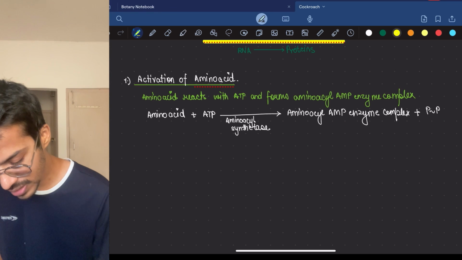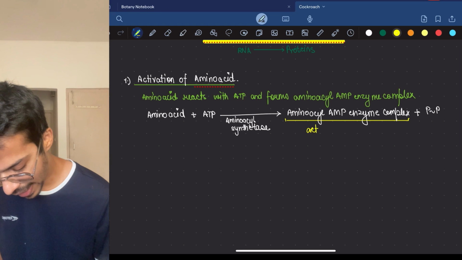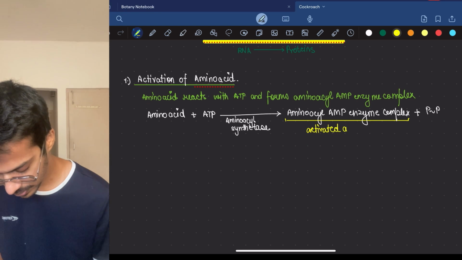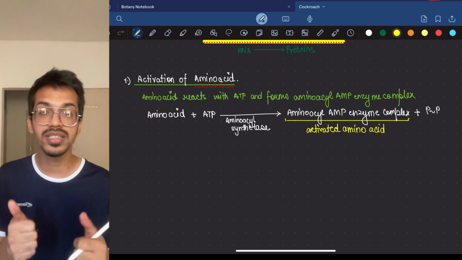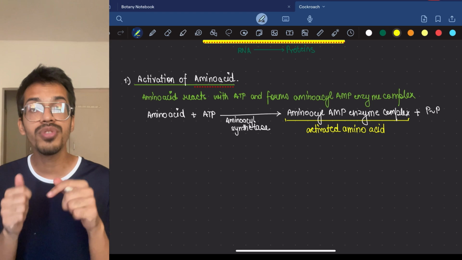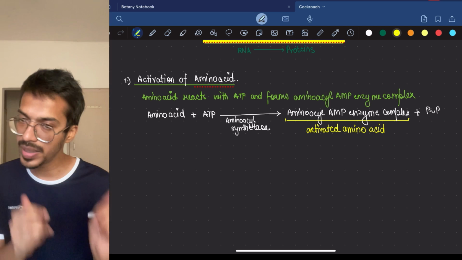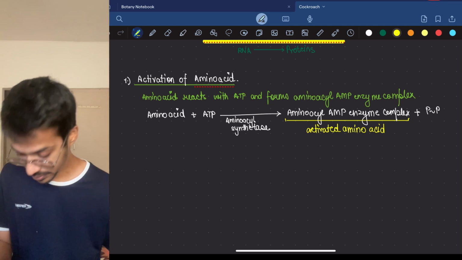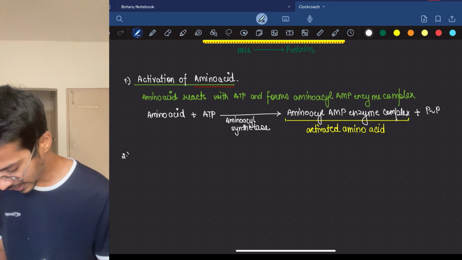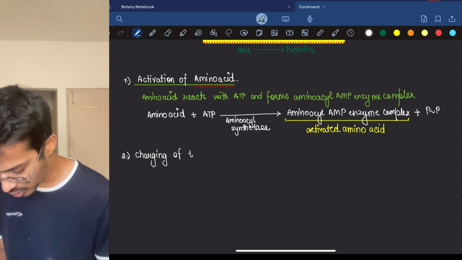Now this thing which you are seeing, it is what? This is the activated one. So this is the activated amino acid. Now once the amino acid is all charged up, activated, now we have to put it on the bus. So what would the bus be? The bus would be tRNA. So, transfer RNA, that will come. So what is the second step? Charging of tRNA.